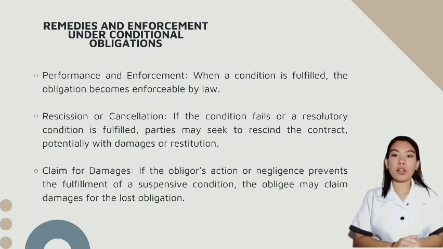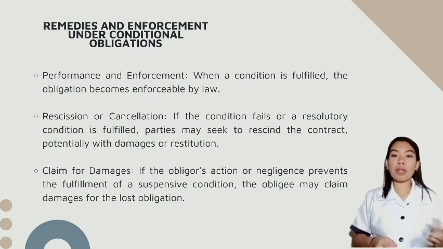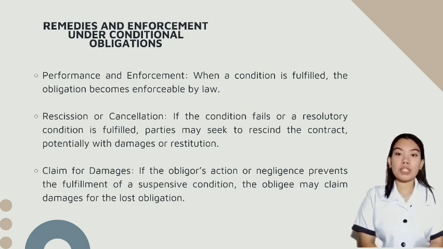Next is the claim for damages. If the obligor's action or negligence prevents the fulfillment of a suspensive condition, the obligee may claim damages for the lost obligation. If a party's action prevents the fulfillment of the suspensive condition, the other party can claim damages for the resulting loss. For example, if the seller fails to provide a necessary permit, preventing the buyer from completing the purchase, the buyer could sue for damages caused by the delay or inability to complete the purchase.